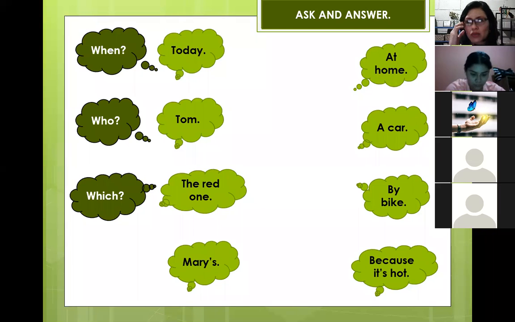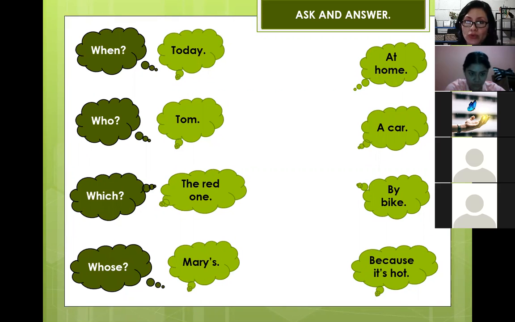Ok, luego si tenemos Mary's, esta también yo se las voy a explicar. Whose, whose es de quién, ¿verdad? Por ejemplo, si yo pregunto ahorita, whose cell phone is this? Ah, this is Mary's cell phone, right? So whose cell phone is this? This is Mary's cell phone. Entonces, estas dos, agréguenlas a la lista, which es cuál, y lo utilizo cuando tengo dos opciones para ofrecer o para preguntar, y whose es de quién, ¿ok?